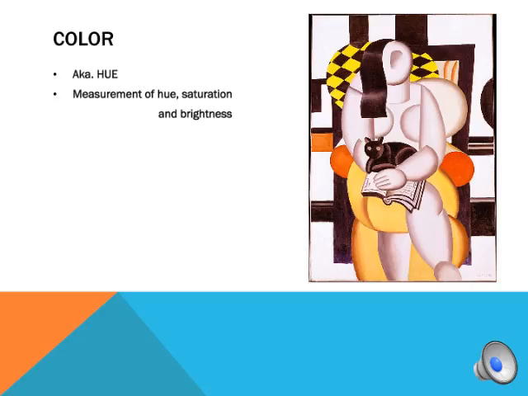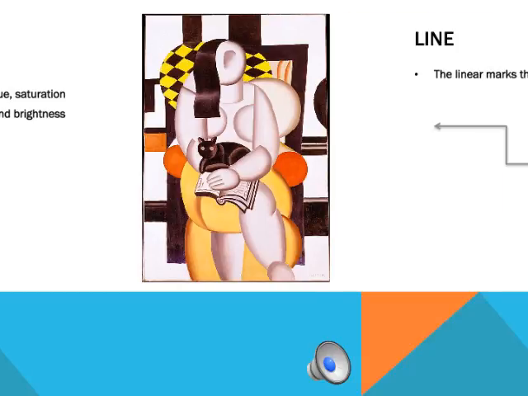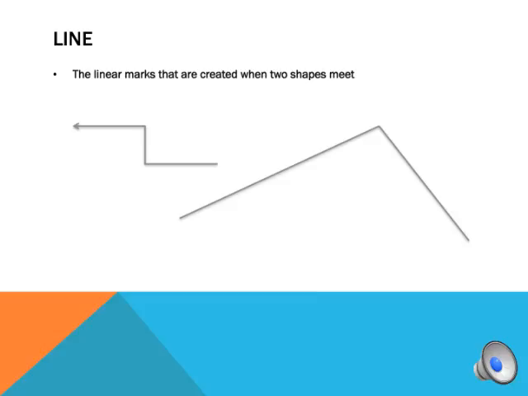Okay, let's start with color. Color or hue is very basic but very important. It stands out and can be something we look for first. It can be the saturation and the luminance of a color that draws the eye. Line is the linear marks that are created when two shapes meet.